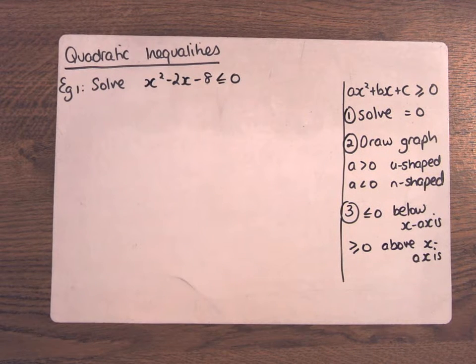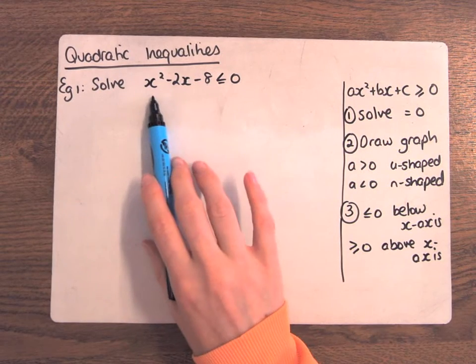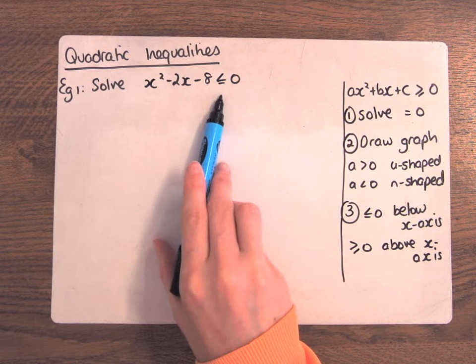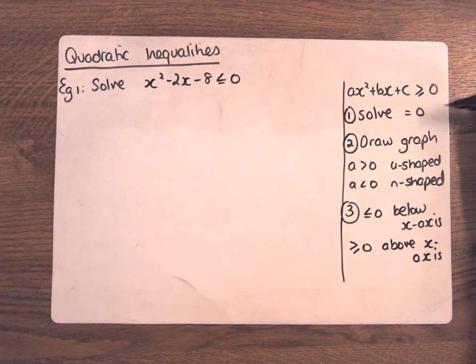Okay, there's very set steps for solving a quadratic inequality. Your quadratic inequality is something like this. Solve x squared minus 2x minus 8 is less than or equal to 0. Your steps are, you solve it equal to 0. So you either use the minus b formula or you factorize and then solve it equal to 0. That'll find you your roots.